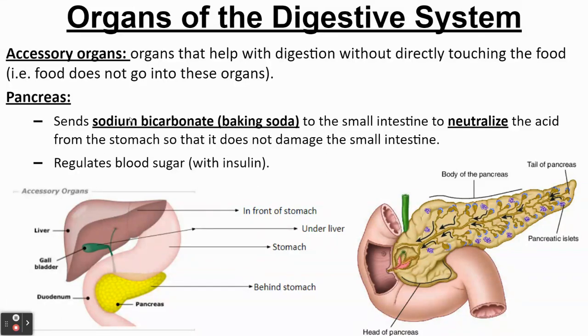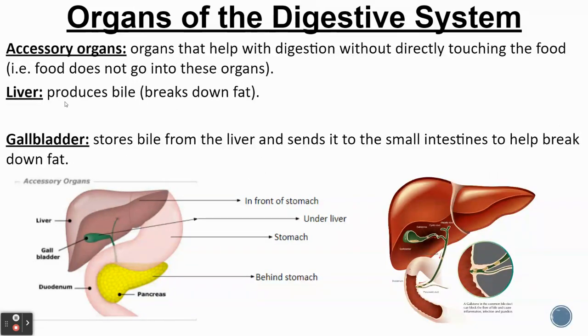So in a way, the pancreas is part of two systems. It's part of its digestive system, this part here, and then also part of the endocrine system, where it produces insulin. The liver is another accessory organ. It makes a substance called bile, which helps you to break down fat. And then the gallbladder, just underneath the liver here, that's going to receive the bile from the liver to store it until you need it. And then when you need it, the gallbladder will deliver it to the small intestine to help break down fat there.